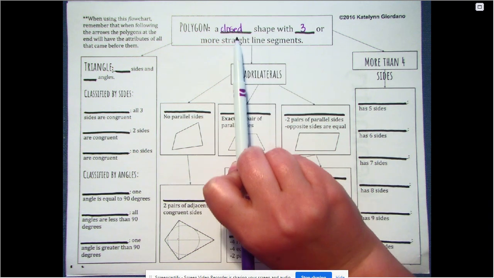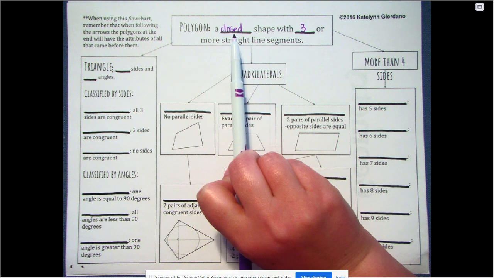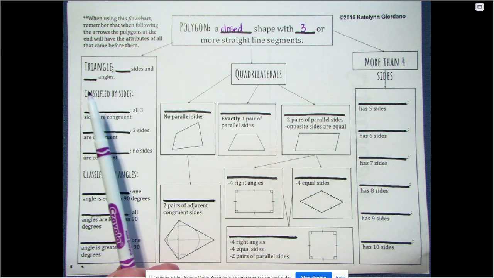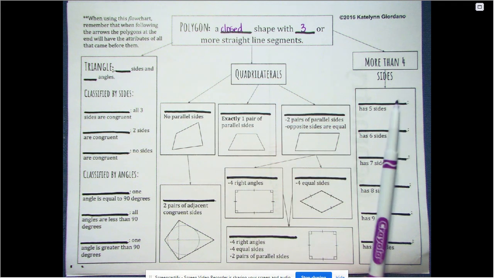Well, that's where our first word becomes very important. It has to be a closed shape, which means that all the sides have to fit together so that there's no open gaps. And if we only have 2 sides, there's no way to close a shape. It's just an angle, so it's not a polygon yet. But if we add that third side, it becomes a polygon because the shape can be closed. And it means that we can define it by a more specific name. So if we look, triangle, quadrilateral, and more than 4 sides.